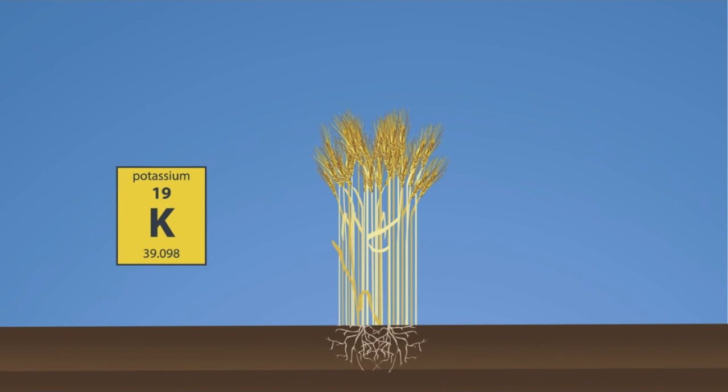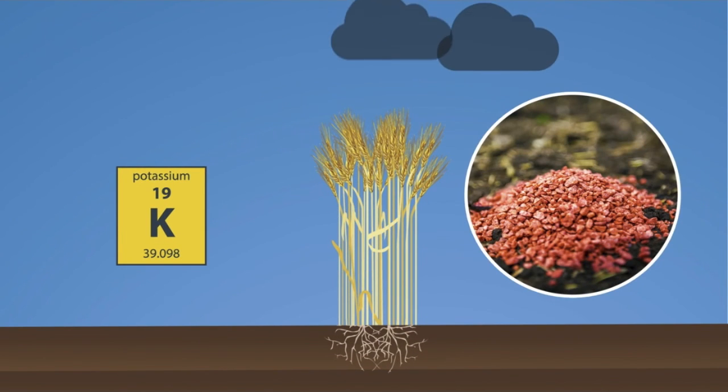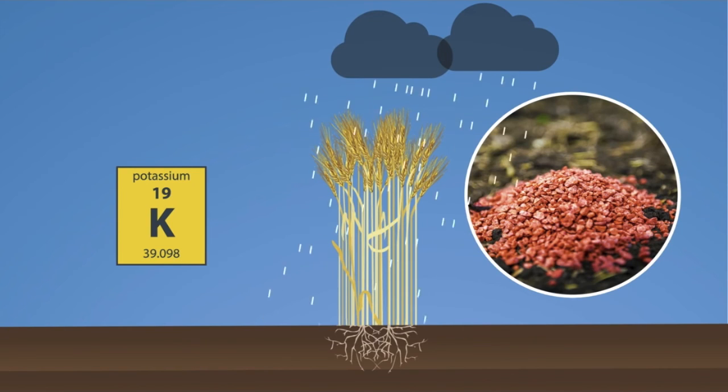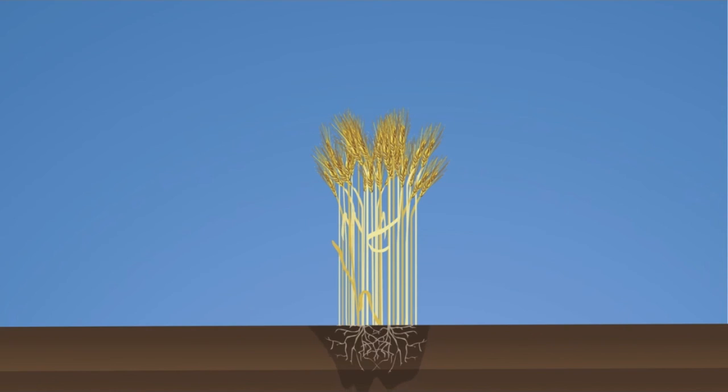Potassium is often called the protector. Potassium protects our plants against diseases and helps them stay healthy when it is cold or dry because it helps move nutrients and water in the plant to where it's needed most.